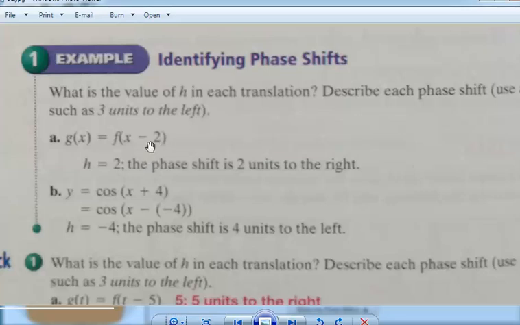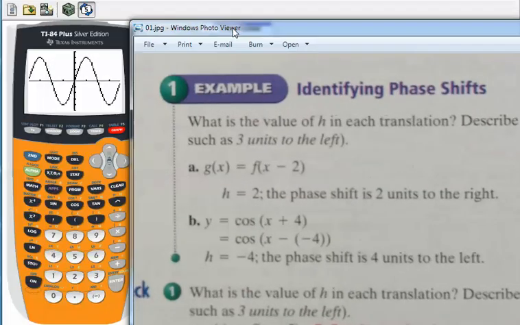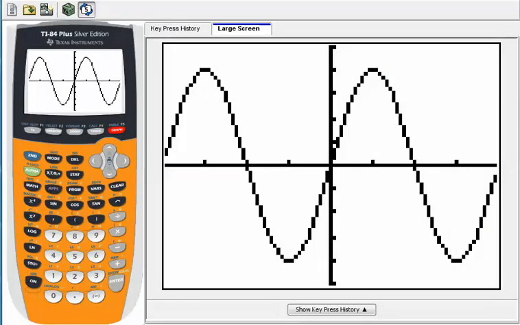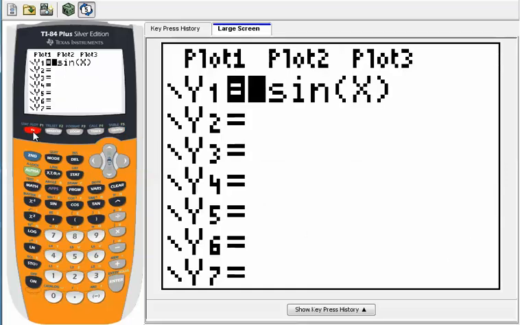When it comes to phase shift, we are in opposite land. If we subtract 2, we're pitching over to the right. If we're adding a number, like adding 4, we're pitching over to the left because it's opposite land. Let's take a look at what this looks like on a graphing calculator. This is a great way to explore this idea.